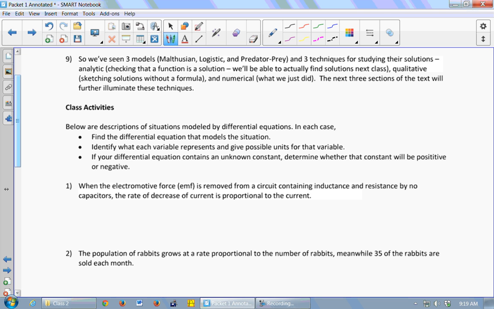All right, so your class activities is to practice modeling. Given some assumptions, write a model.